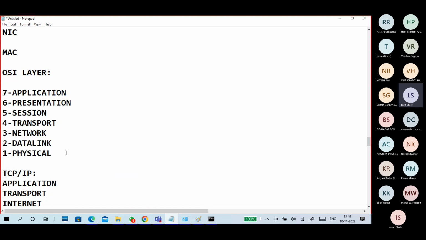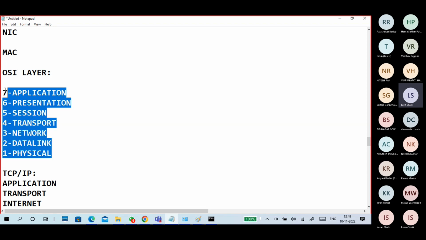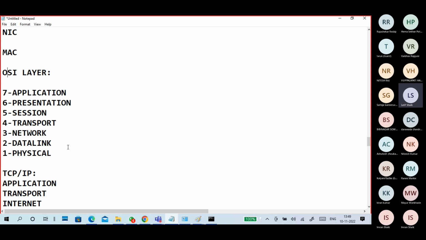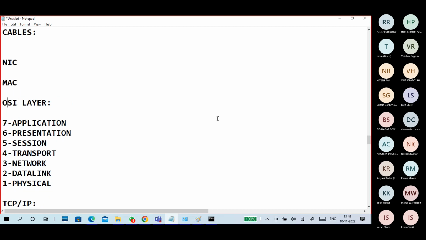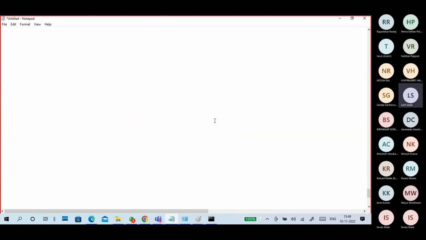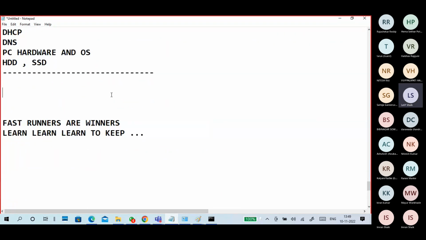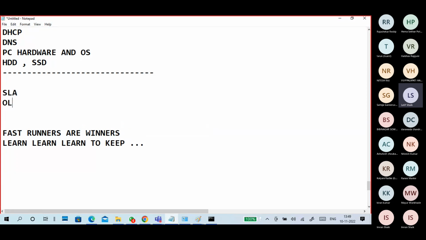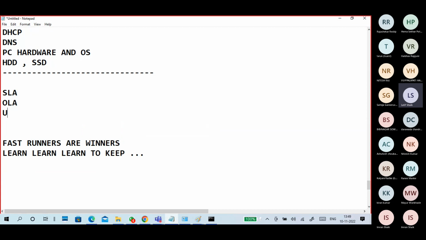But already a few points. Please go through this one, or otherwise any previous video of mine, to learn what the OSI layer is. Okay. SLA, OLA, that part I didn't tell you. What is SLA? Service level agreement. Operational level agreement. Underpinning contract in service desk.